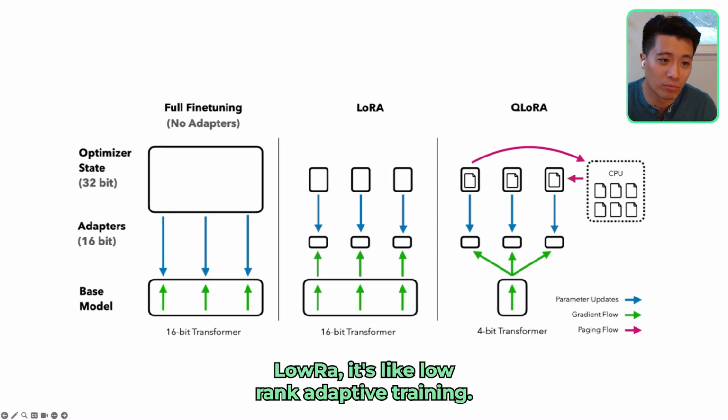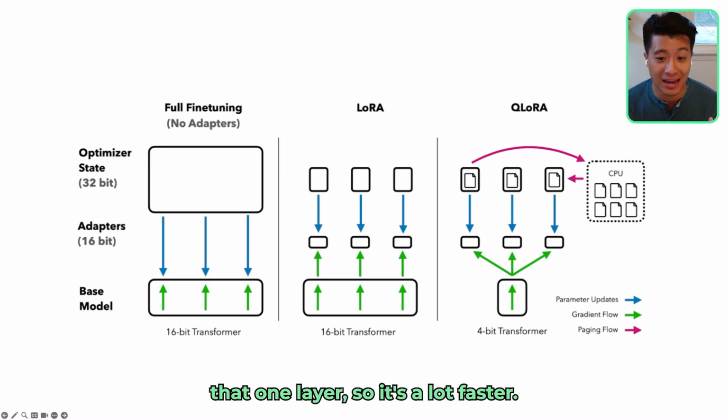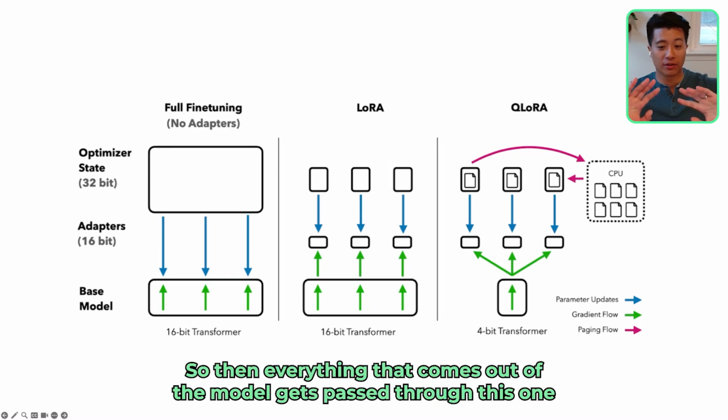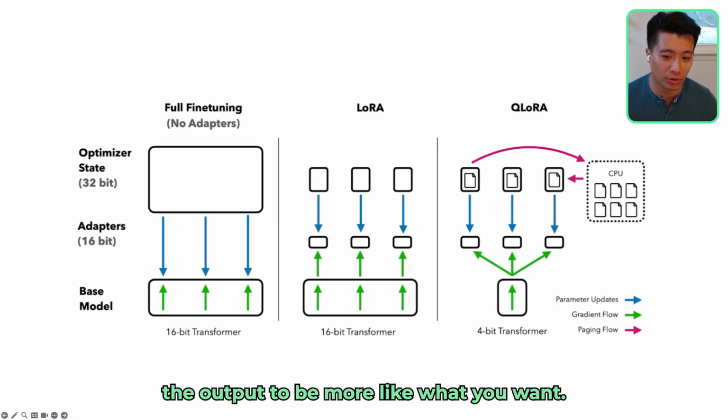LoRA is low rank adaptive training. You basically create a new layer of weights and then you fine tune just that one layer, so it's a lot faster. Everything that comes out of the model gets passed through this one final thing. I guess you can put it in the middle too. And it sort of pokes the output to be more like what you want.